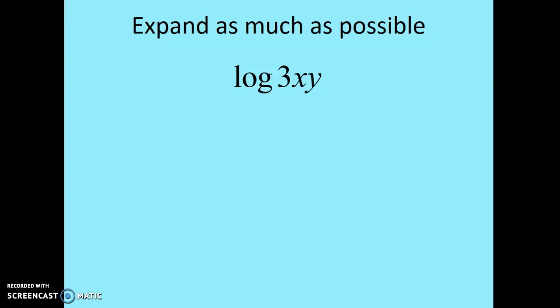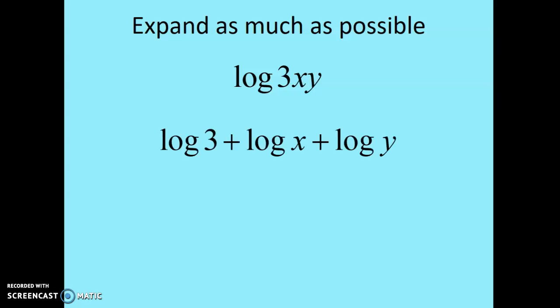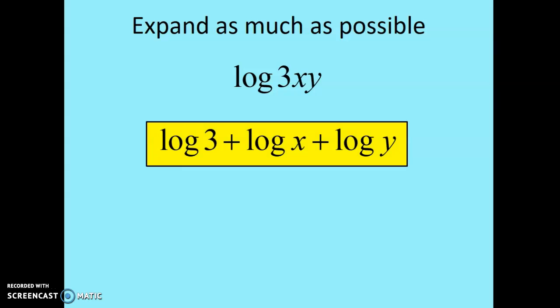So we have log of 3 times x times y. Because we have 3, x, and y, they're all being multiplied together, so we're going to break it up into 3 separate logs. And then you're done. There's nothing else to do. There are no coefficients to make because there are no exponents on any of the variables or the 3.